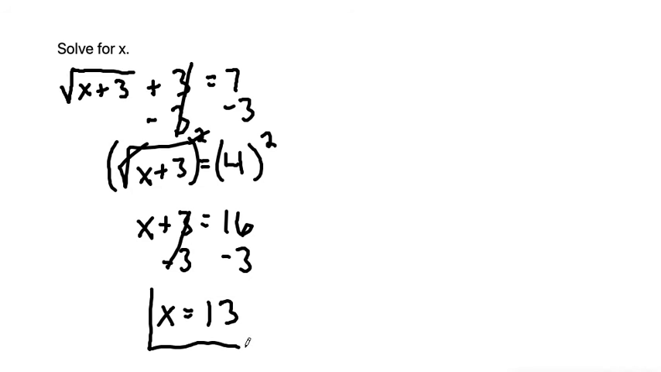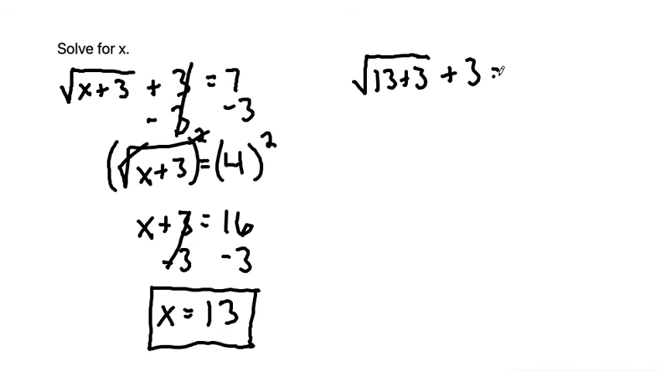It is typically a good idea to verify whenever you're dealing with a square root in an equation. You want to verify that that solution works at the end. So what we can do is plug in this 13 to the original problem. So we'll plug in 13 for x, that'll make the square root of 13 plus 3, and then plus another 3 is equal to 7. We want to verify that this is true.